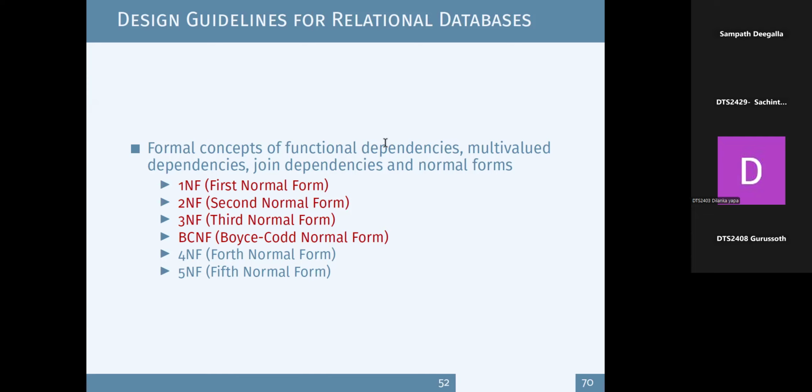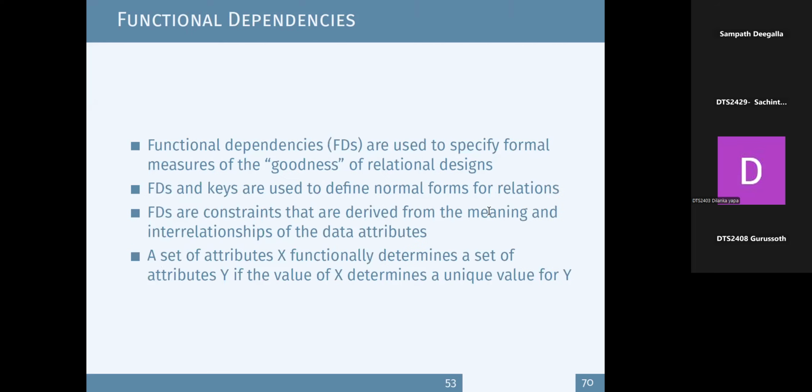So what it means is, when you are developing a database system, make sure that your relations at least adhere to third normal form. Okay, so now let's look at what these different normal forms are. But before that, let me briefly discuss some ideas of dependencies.